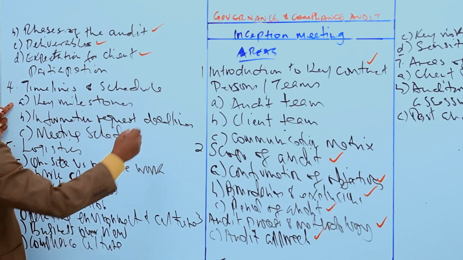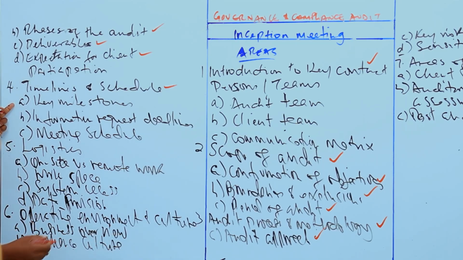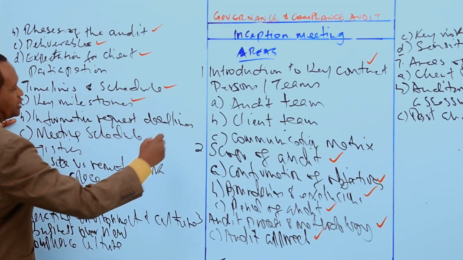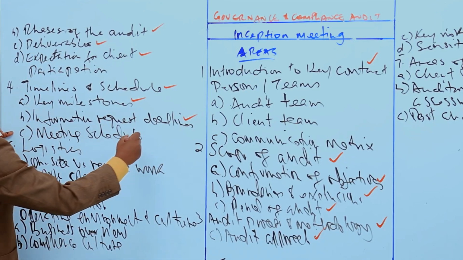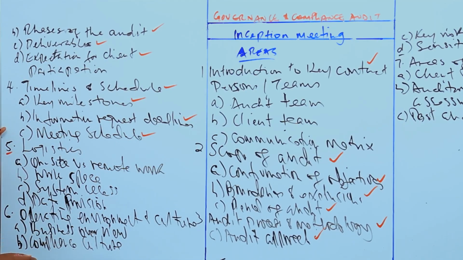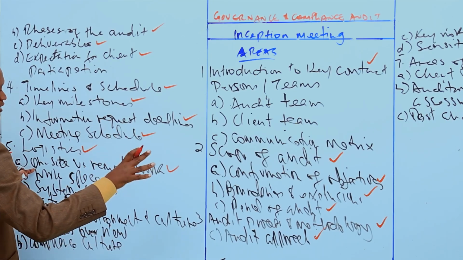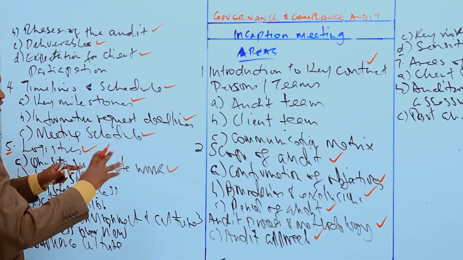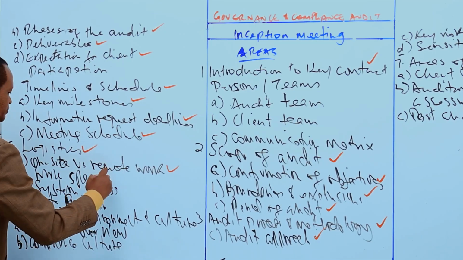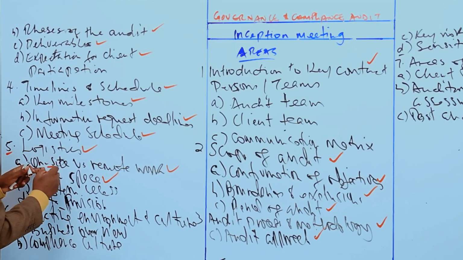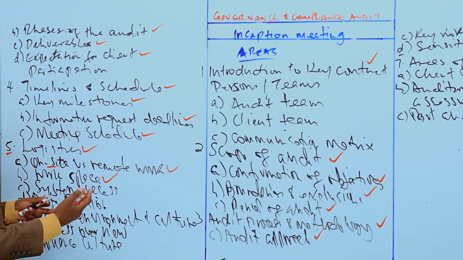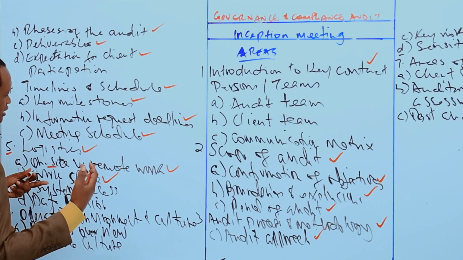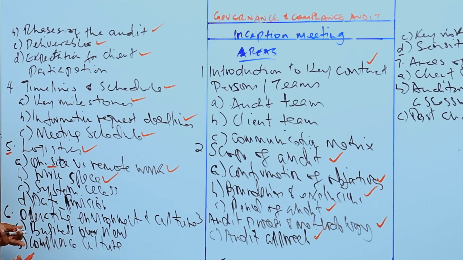Number 4, we have the timelines and schedule, where key milestones are discussed. Information request deadlines are also discussed. Then meeting schedule. The 5th area is logistics, which include online versus remote work. How will the audit work be conducted? Will it be conducted on the client's premises or remotely, or will there be a kind of a hybrid? Then there is also workspace. If the audit will be carried out, what is the workspace of the client? Does the client have access to internet? Is the space adequate enough to enable the auditor to carry out his function?